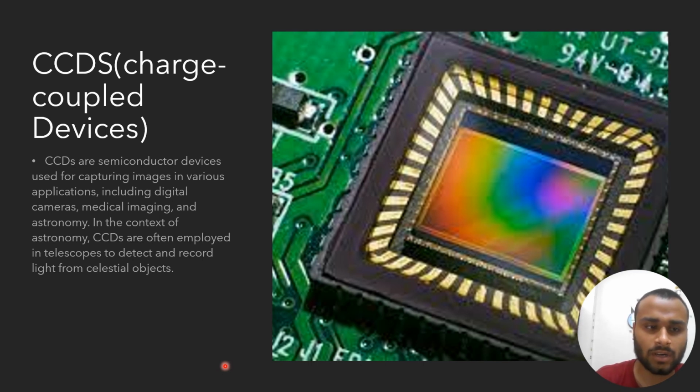So now let's move to some other devices that are more useful in detecting light, have higher sensitivity, and detect faint lights, as the light coming from stars is very faint, and these devices are very useful in detecting light and telling about properties like its wavelengths and frequencies. So CCDs are charge coupled devices, and they are used for capturing images in various applications, as you can see here, and are employed in telescopes to detect and record light from celestial objects. Now let's discuss its working and its properties.